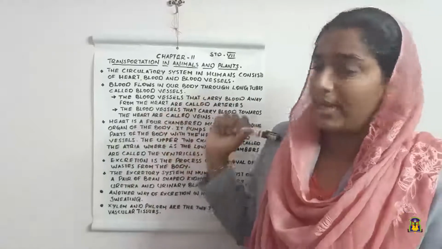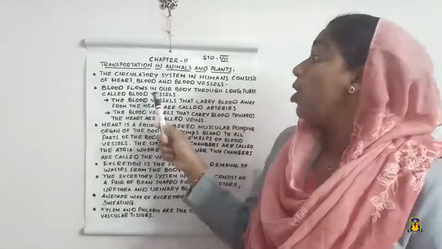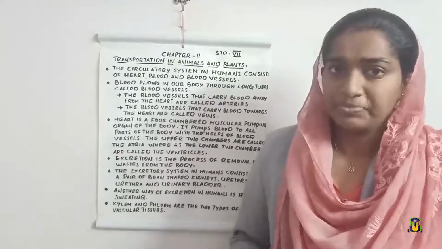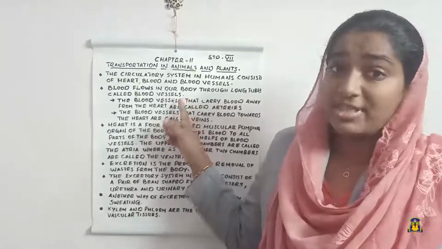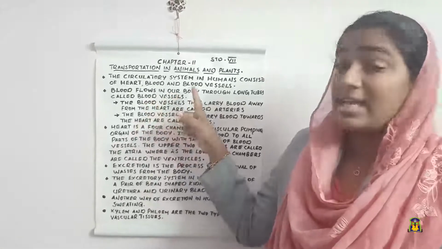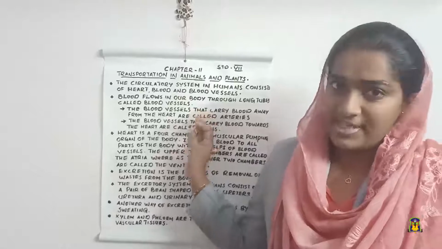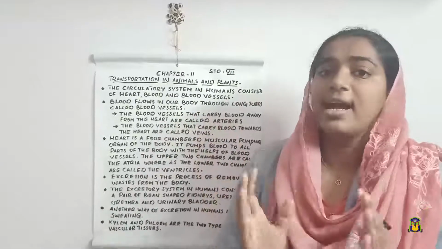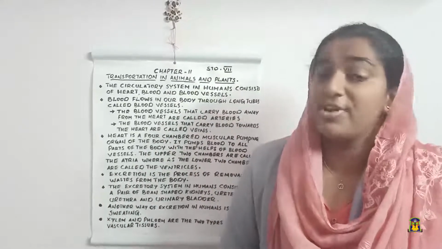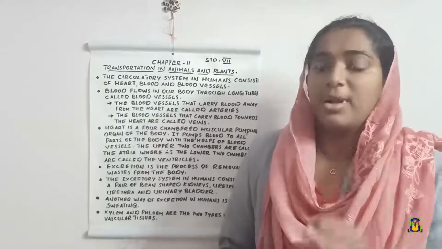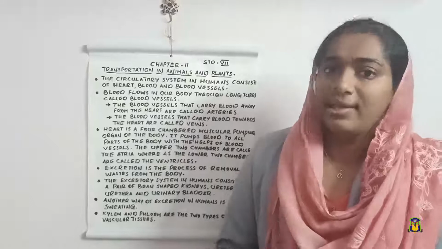Blood flows in our body through long tubes called blood vessels. We know that blood consists of different components, different cells of blood. There are three types of blood cells: red blood cells, white blood cells and platelets.